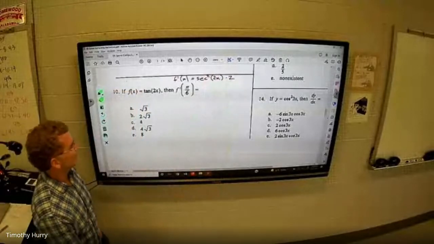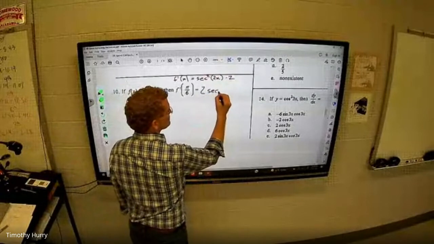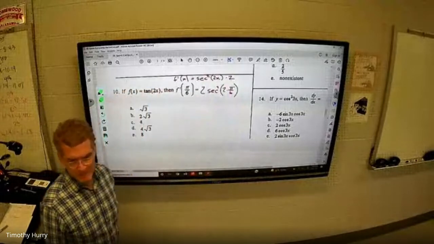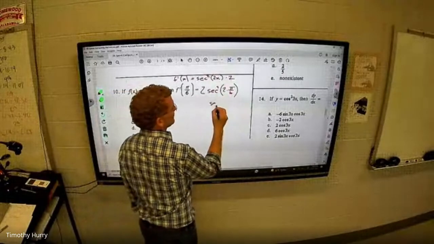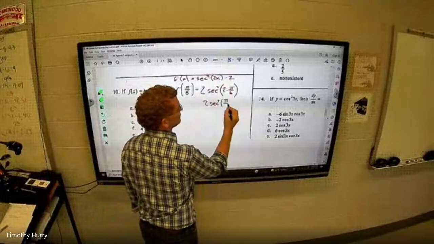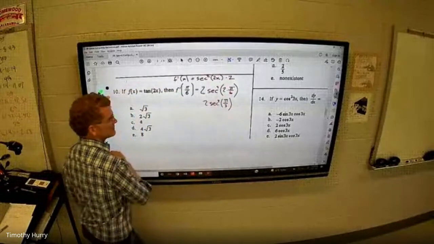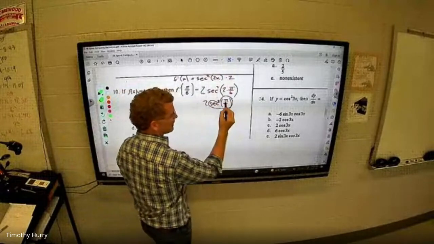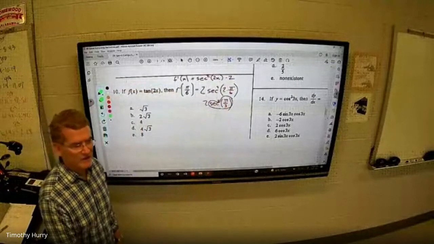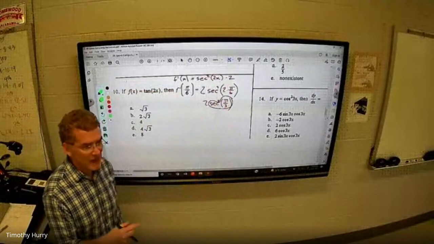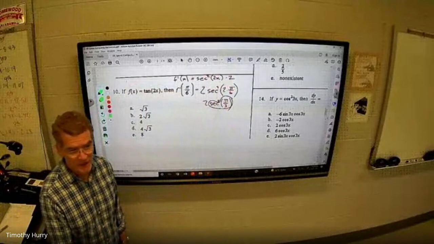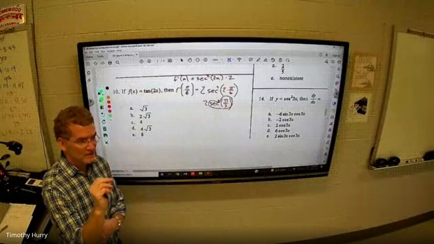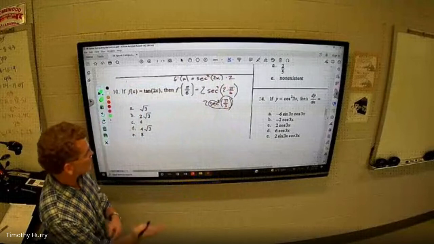So how do you find 2 secant squared of 2 times pi over 6? That's pi over 3. How do you find 2 secant squared of pi over 3? What do you do first? You find the secant of pi over 3, then you square it, then you double it. So I find secant of pi over 3 by looking at the cosine of pi over 3. What's the cosine of pi over 3? A half. If that's cosine, what's secant? 2. Square the 2. 4 multiplied by 2, 8.